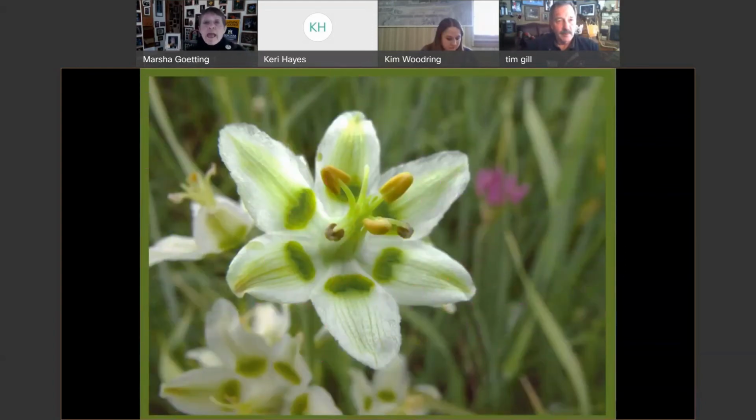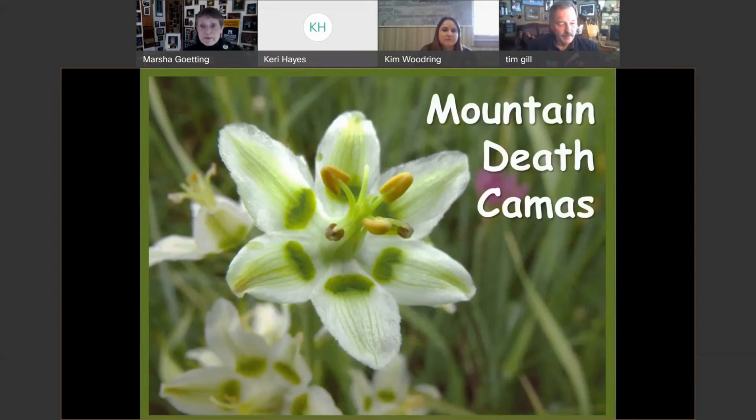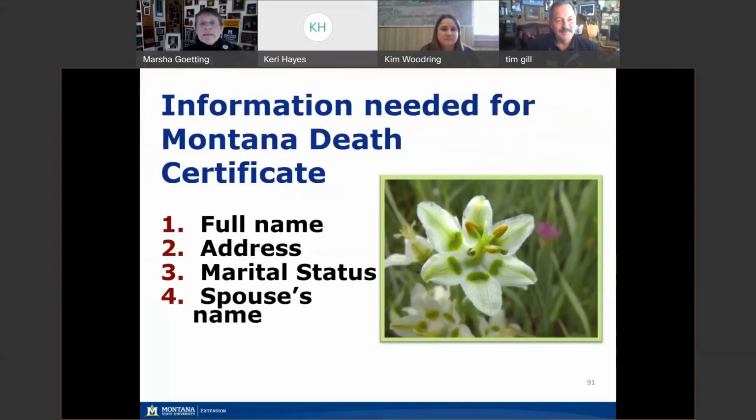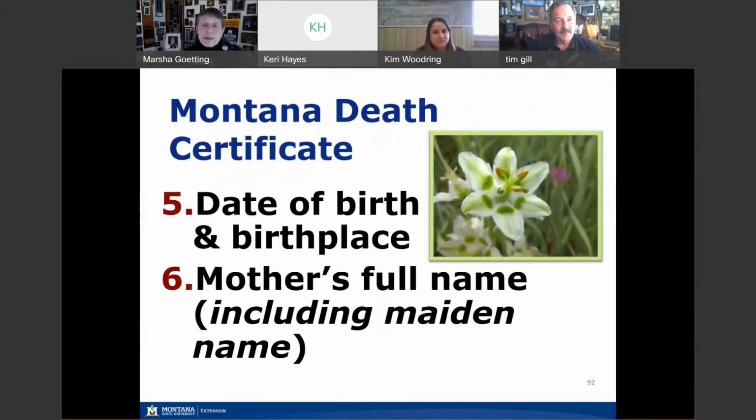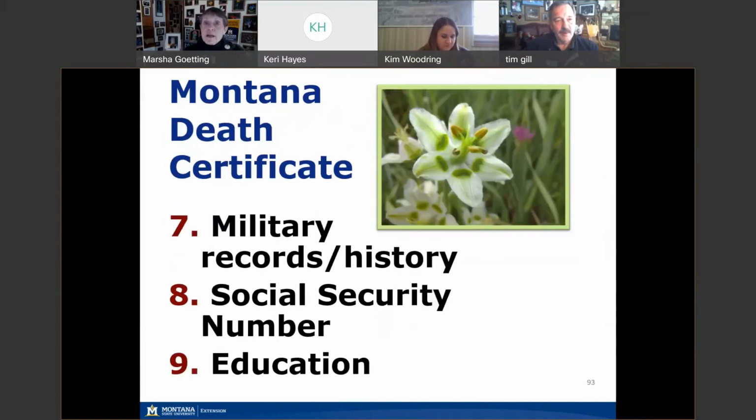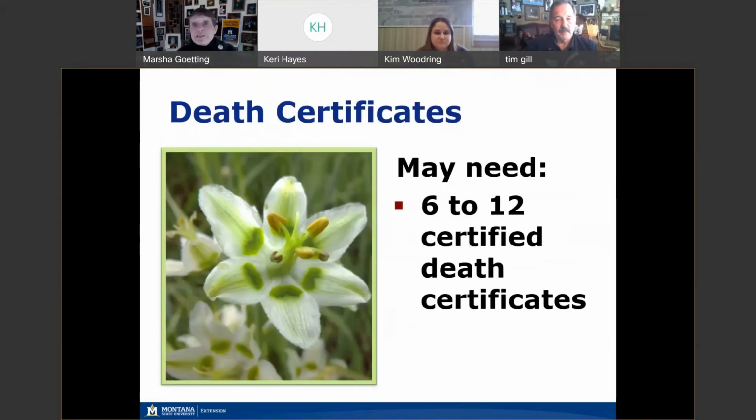Now here we have a Death Canvas. Okay, what is needed for the Montana death certificate? Well, we've got the full name, the address, the marital status, and the spouse's name. There has to be a date of birth and the birthplace, and the mother's full maiden name. Okay, so that's information that we need to know so we can fill it out correctly. So we've got the military, we've got social security number, we've got education, and we take a look, we may need as many as 6 to 12.